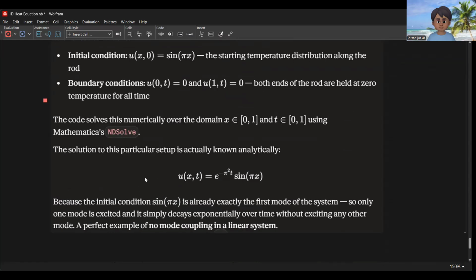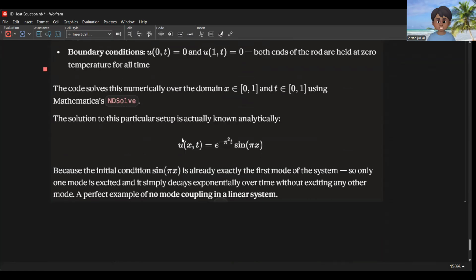The solution to this particular setup is actually known analytically. This is the solution of these equations. Because the initial condition sine pi x is already exactly the first mode of the system, only one mode is excited, and it simply decays exponentially over time without exciting any other mode. A perfect example of no mode coupling in a linear system.